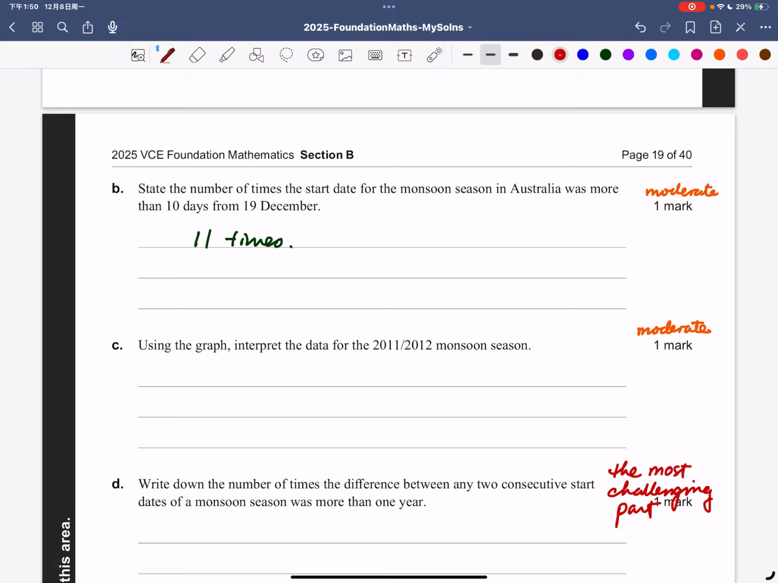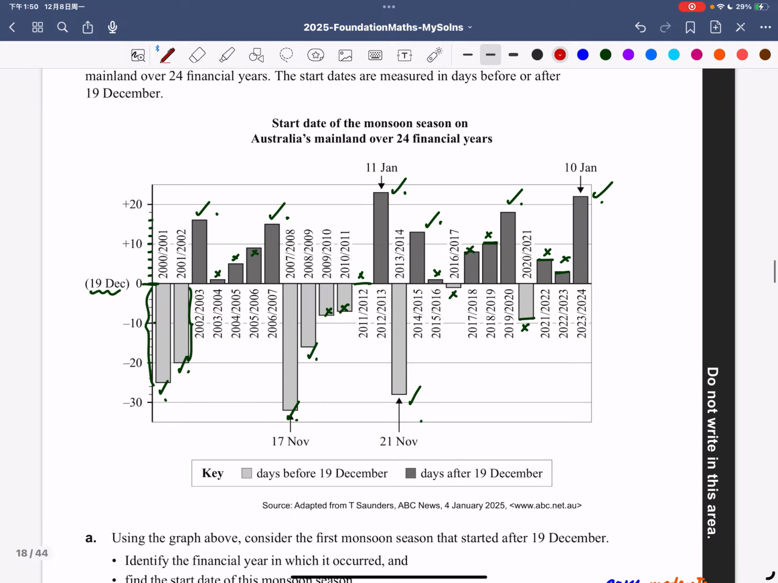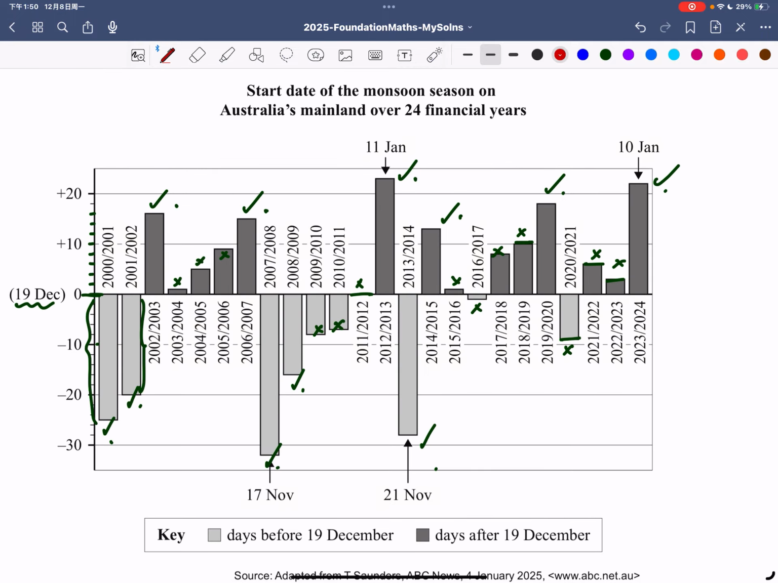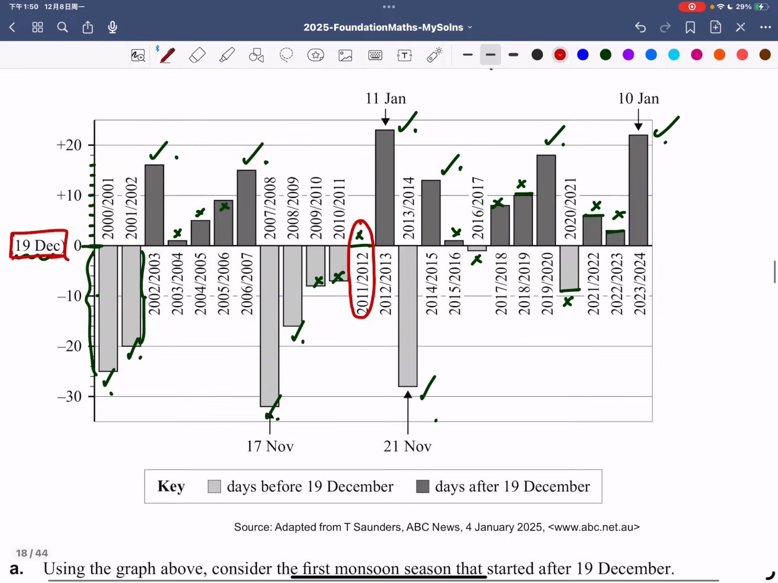Let me just mark something down here. More than 10 days before or after. Okay, using this graph, interpret the data for the 2011-2012 monsoon season. Let's have a look at this one. I would say it's exactly on this date, okay?